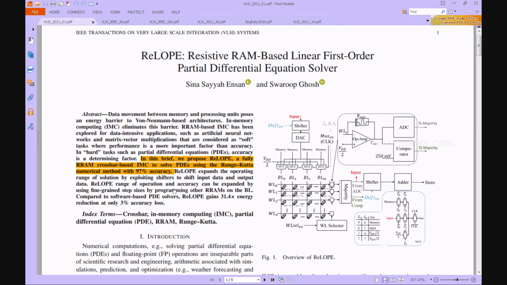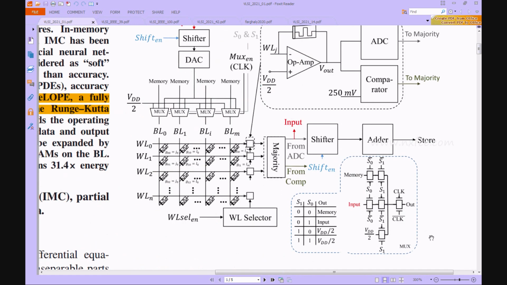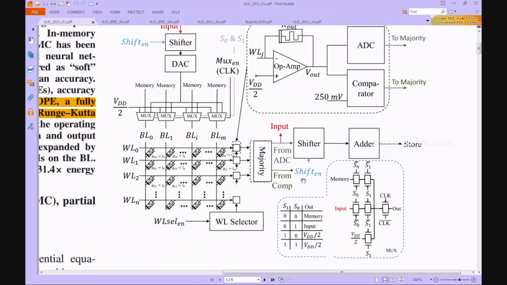This is the base paper abstract and this is the overview of the Reloop architecture. In this architecture they are given three different inputs: one is a memory input, another is an input, and another is VDD divided by 2. Here you can check the multiplexer-based architecture. They are given a selection line: 00 equals memory, 01 equals input, and 10 or 11 equals VDD divided by 2. The input voltage is 1.8 volt and the VDD divided by 2 voltage is 0.9.